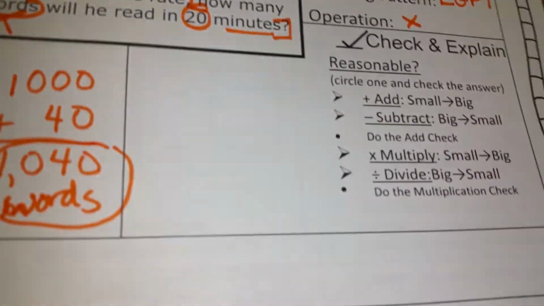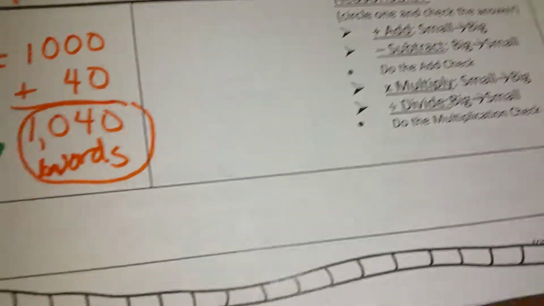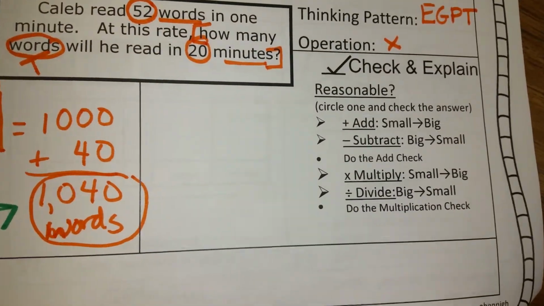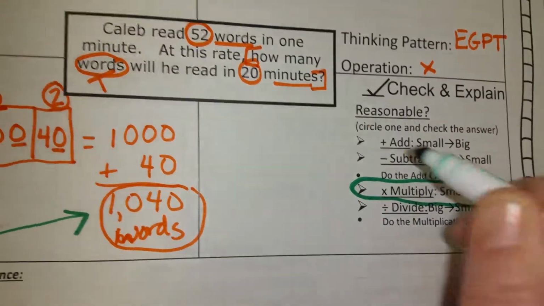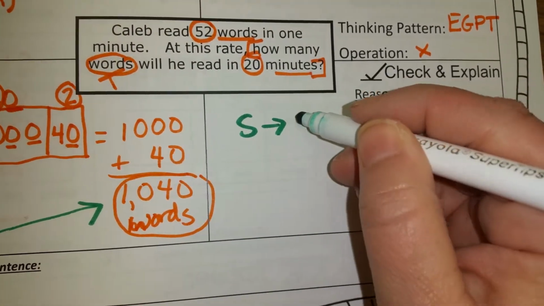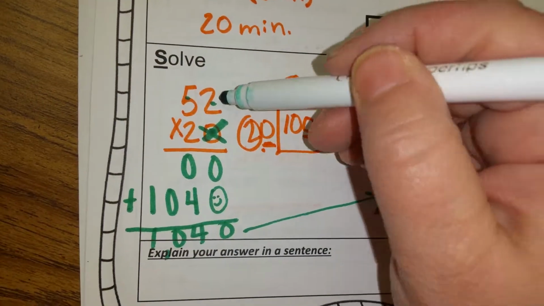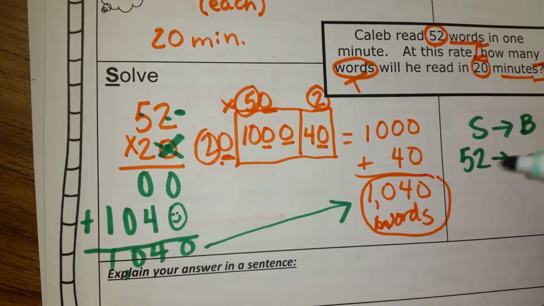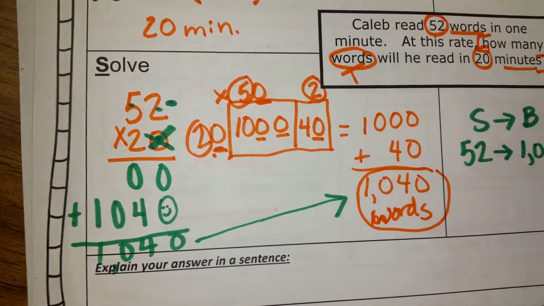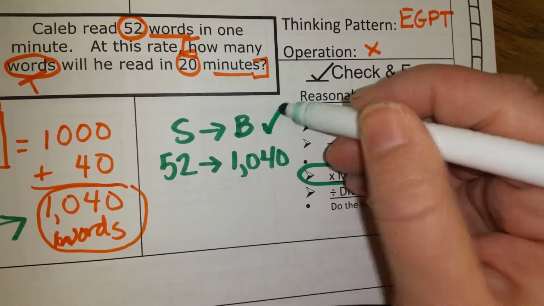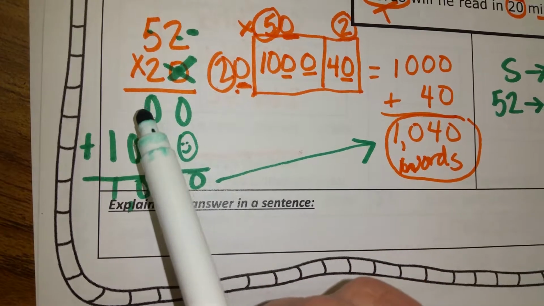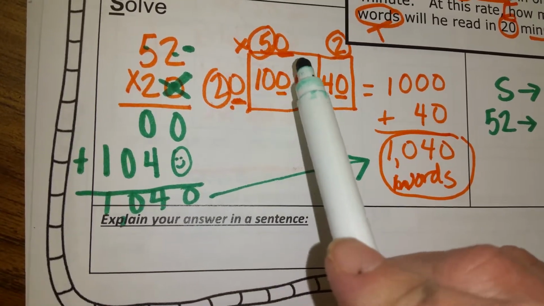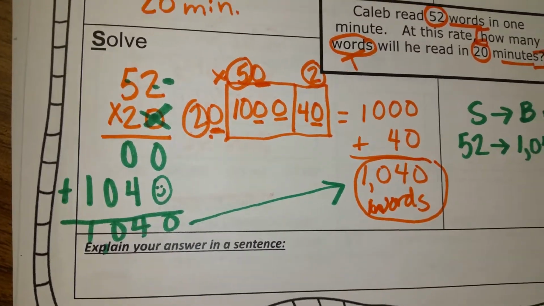Now I'm going to do my check. And remember that when I'm doing my check, I've got two parts. I've got to make sure that it's reasonable, and also if there is any way to check my computation, I'll do that. So I'm going to say, yes, we are multiplying. So we should go from a small number to a big number. Let's look. We started with 52. We ended with 1,040. So did we get bigger? Yes, so that checks for reasonableness. There's really not any other way to check the computation other than if you wanted to check your traditional method by doing the box method. And so that's how we check it.